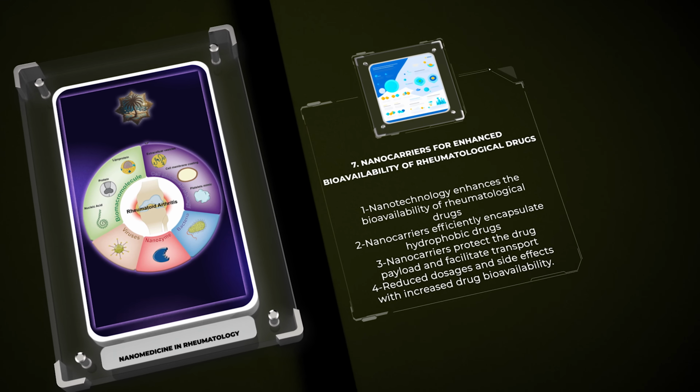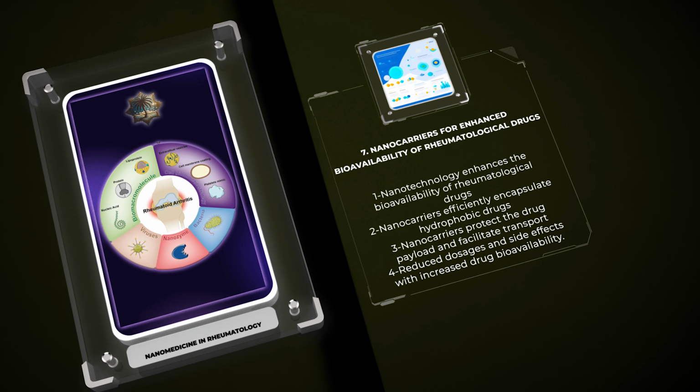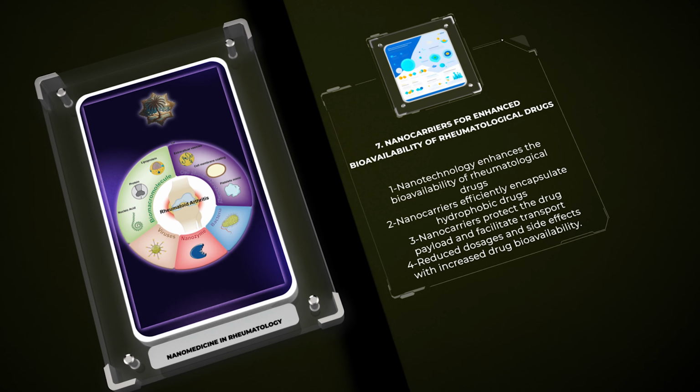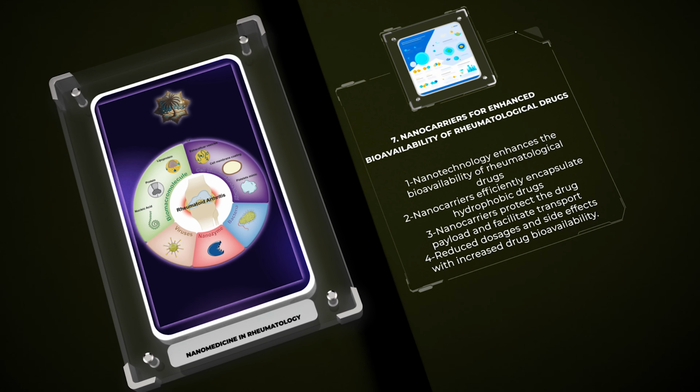nanocarriers. Nanocarriers, such as polymeric nanoparticles or lipid-based structures, can efficiently encapsulate hydrophobic drugs, improving their solubility and stability during administration. These nanocarriers protect the drug payload from degradation and facilitate its transport across biological barriers. By increasing the bioavailability of rheumatological drugs, nanocarriers enable more effective treatments with reduced dosages and fewer side effects.